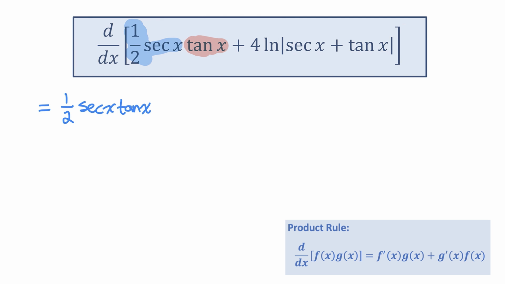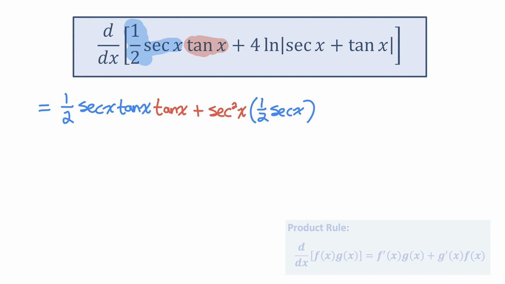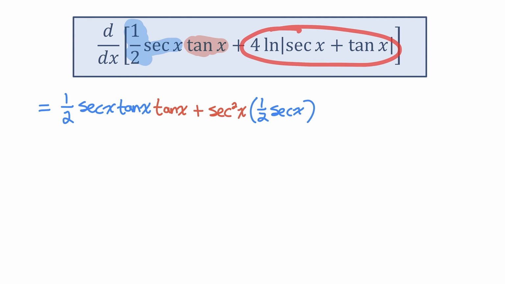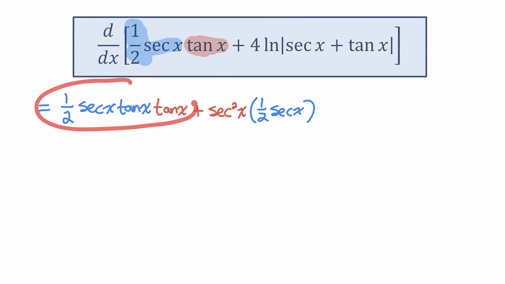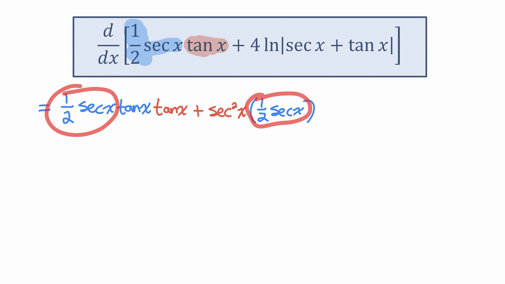That needs to be multiplied by the second function, so multiplied by tan x, plus the derivative of the second function, so derivative of tan x is secant squared of x. And that gets multiplied by the first function, which is a half secant x. Before I even think about this second term, let's just simplify what we have here. I've got 2 terms where I could common factor out a half secant x from both of those terms.